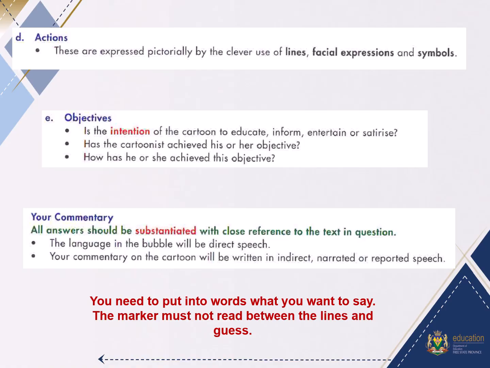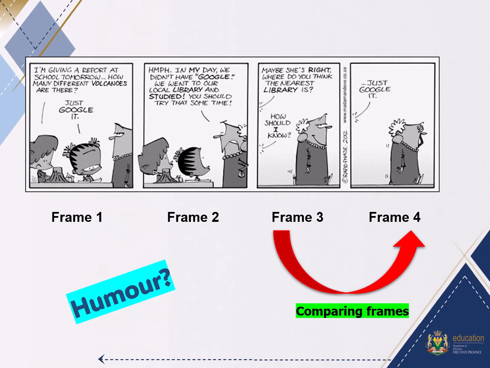You must pretend that the marker is really a silly, stupid person who knows nothing about what's going on in this picture. They mustn't read between the lines to figure out what you are trying to say. So the marker mustn't guess what you're trying to say. Your teacher might say, oh, I understand what he means. That's not what the marker's there for, not to understand what you mean. It must be clear that you know what you want to say and that you mean what you want to say.